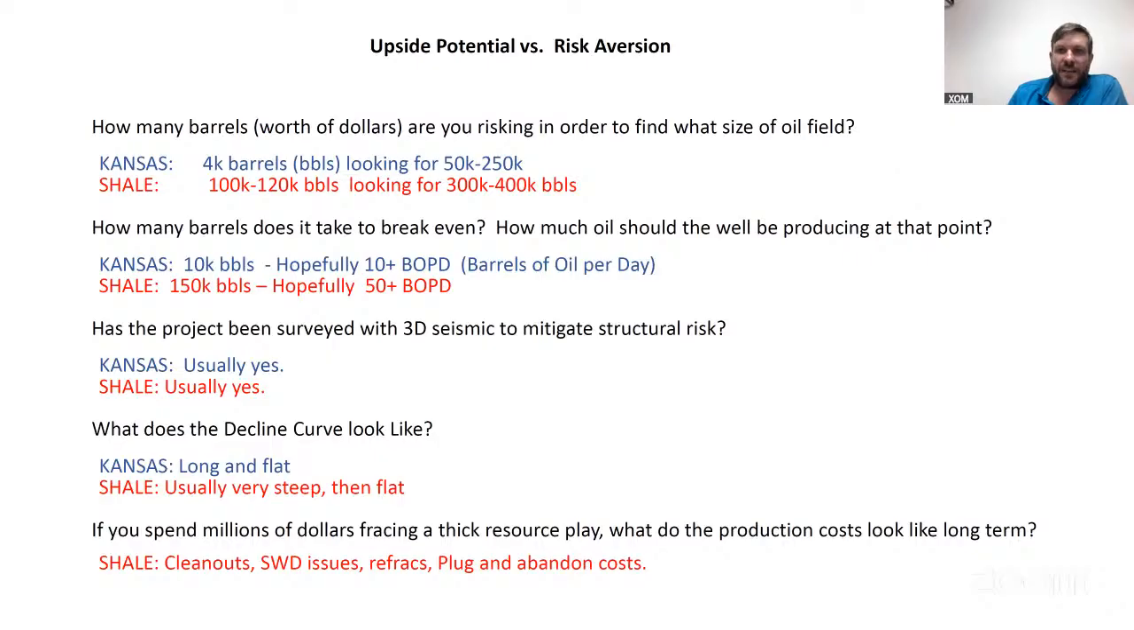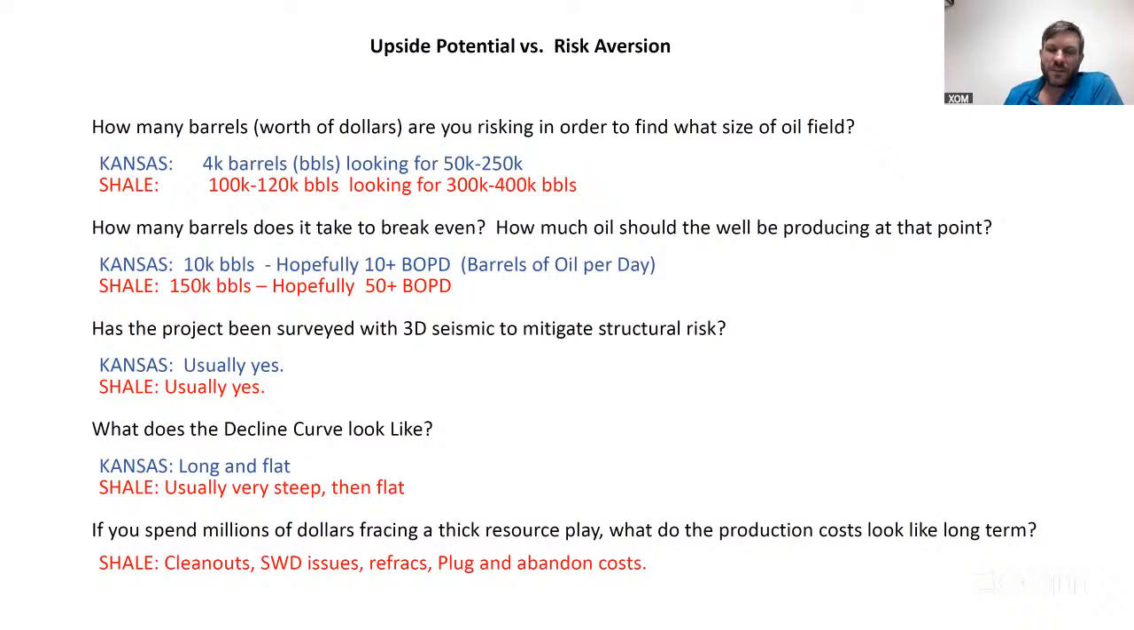So the upside potential, you want to make sure you're going into a project where you can make some money. For my typical vertical shallow Kansas deals, we're risking about 4,000 barrels worth of oil, looking for 50,000 barrels to a 250,000 barrel field. Often you'll have to drill more than one well to get there, but if you find 250,000 barrels of oil, it doesn't really matter if you drill two or three little holes. It's going to be a great return. So with that, how many barrels does it take to break even? How much should the well be producing at that point?